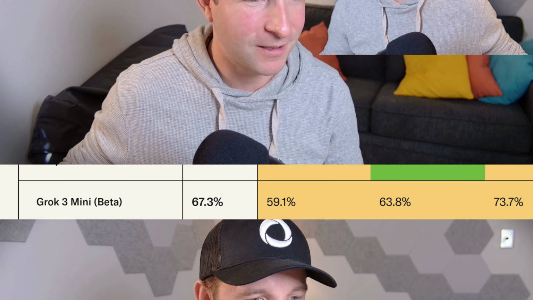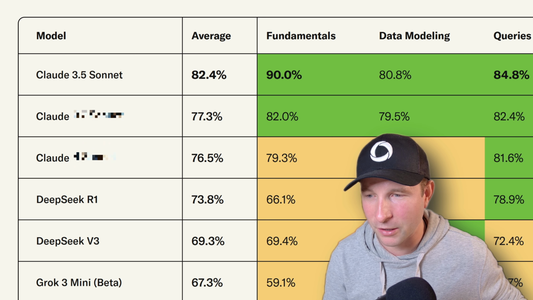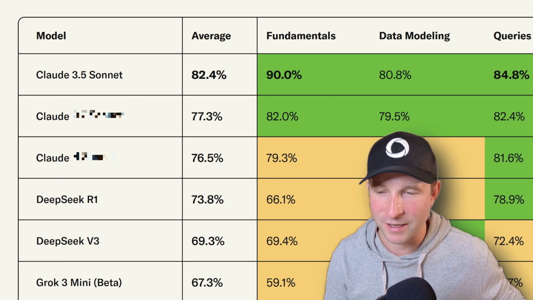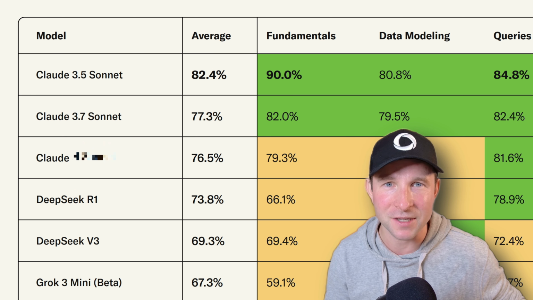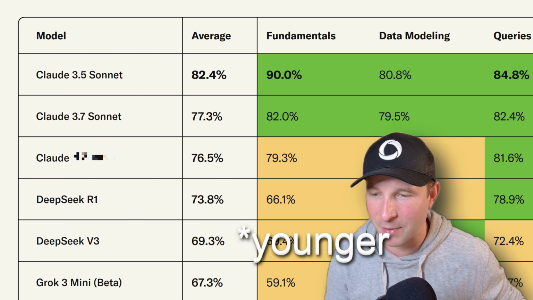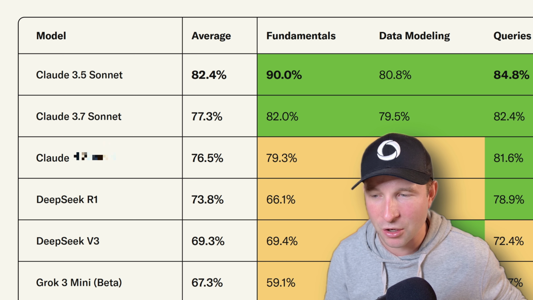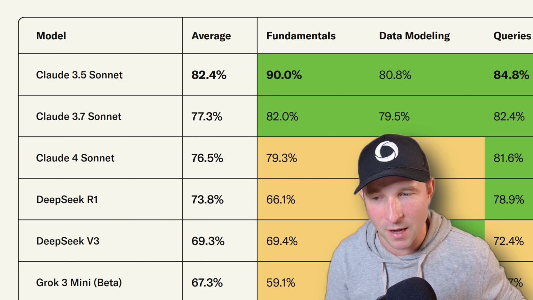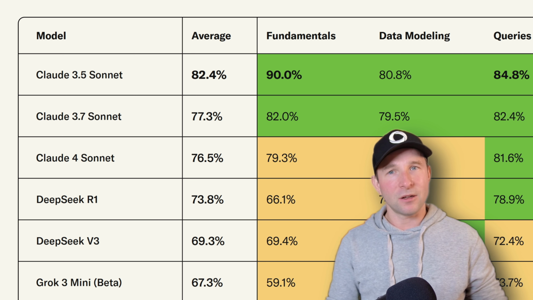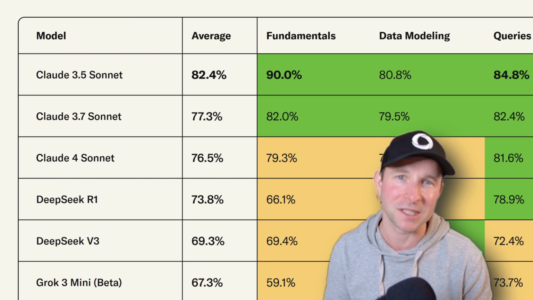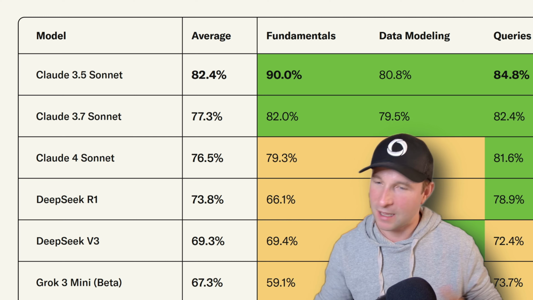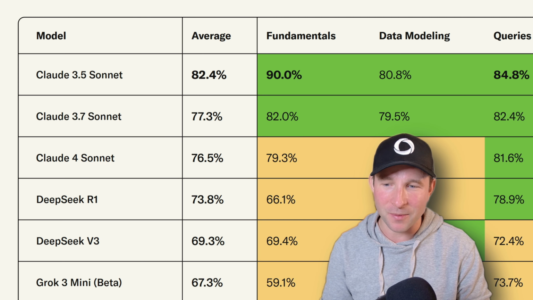So I did tease at the start that we were going to have a look at the leaderboard, so we should probably do that. At the top we have Claude 3.5 Sonnet, still the number one undisputed champion with 82.4%. Claude 3.7 Sonnet, its older sibling, 77.3, and the new Claude 4 Sonnet at 76.5. So still a very good model, but not the top of the leaderboard. Claude 3.5 Sonnet still does the best on Convex. I don't know, is anything going to be able to top that? I mean, whew.